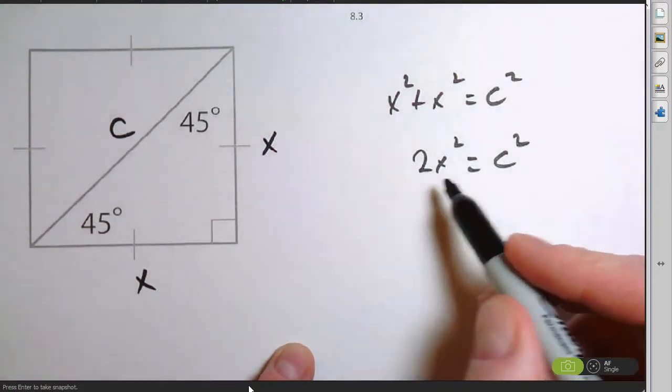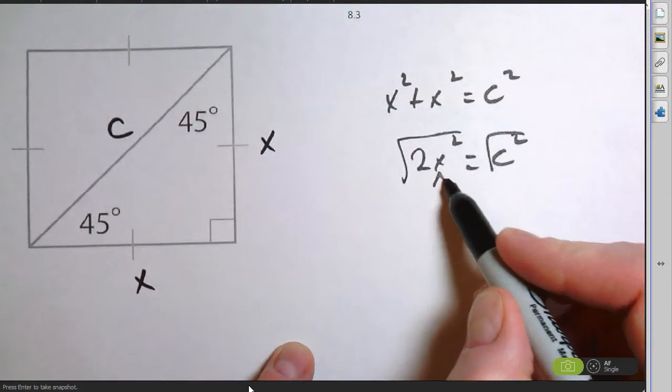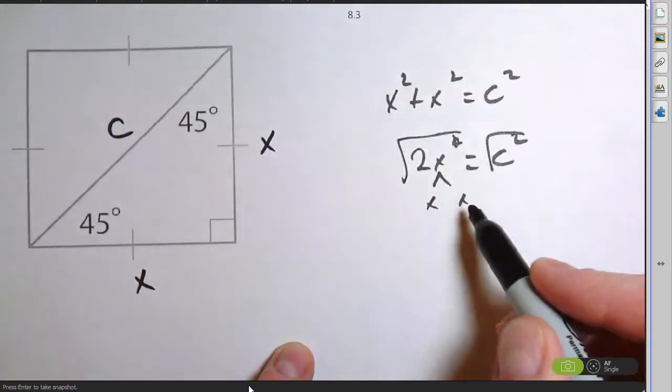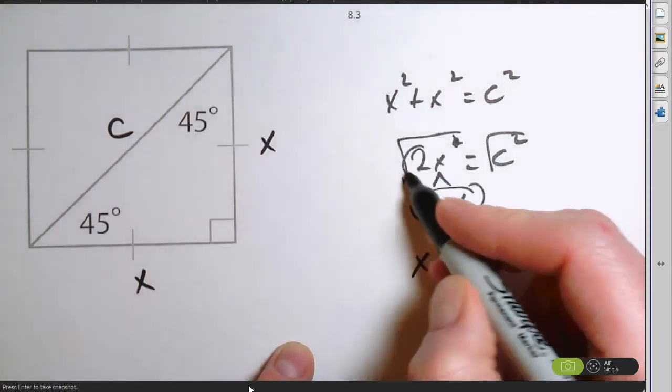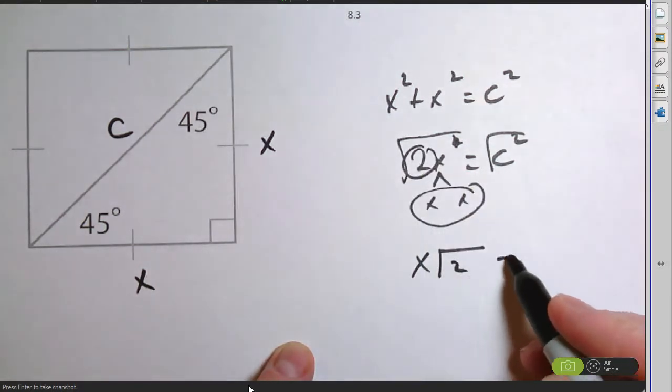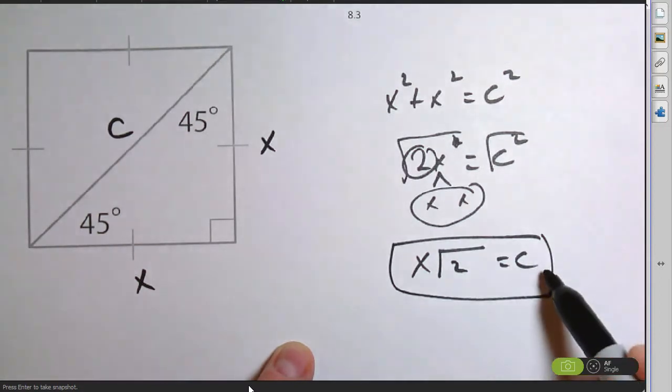To solve for both sides, take the square root. Now here's the thing that's kind of crazy: x times x is what x squared is. So I get to bring an x out front. But that 2 is stuck inside because there's nothing to pair up with. And the square root of c squared is c.